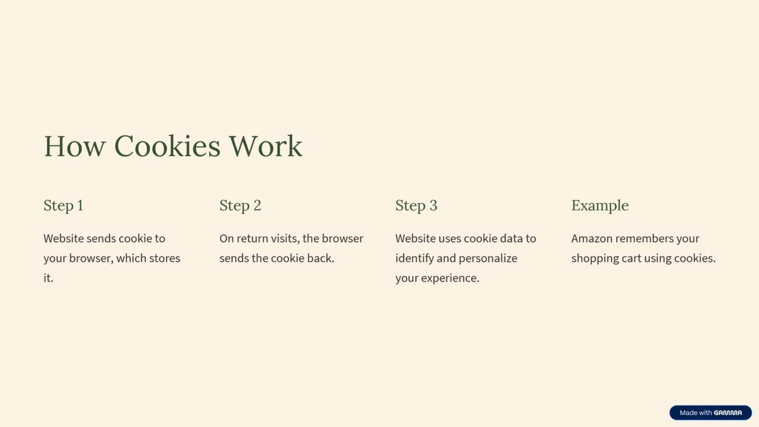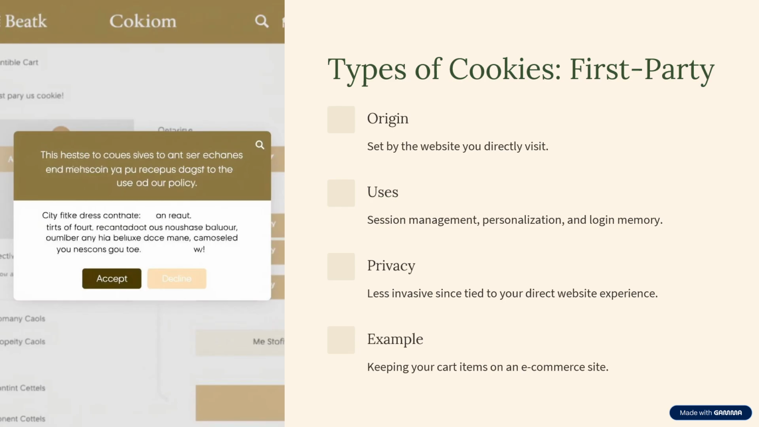For example, Amazon remembers your shopping cart using cookies, right? When we use websites like Amazon, Meesho, Flipkart, or Myntra, all these websites store our data, and when we visit them, they suggest that we watched this item before, or you liked this item, when you will buy, like this. And we will go to the next slide.